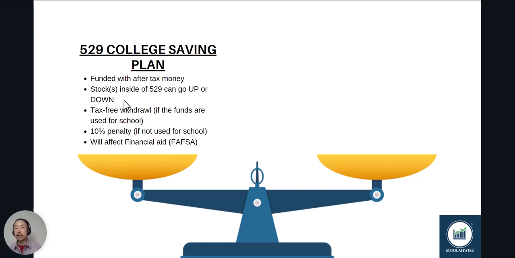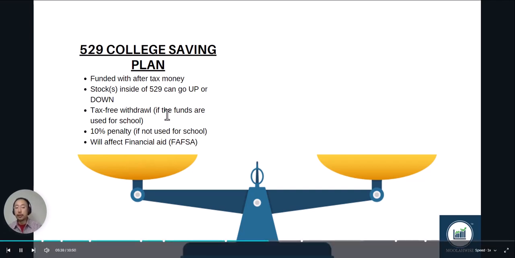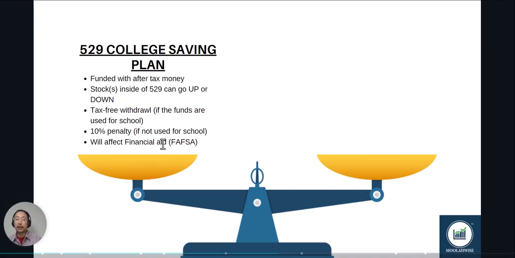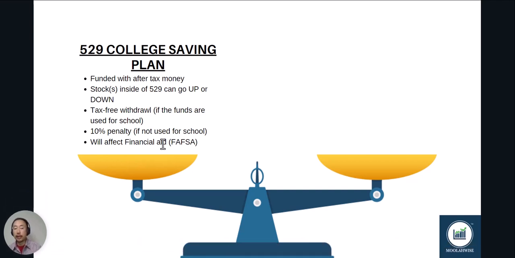Then your 200,000 is actually at 100,000. Right. And there's also tax-free withdrawal if you use it for school. But if you don't use it for school, you lose 10% penalty. And guess what? A lot of people don't know this, but a 529 actually counts as an asset, and it will count against you in terms of financial aid.